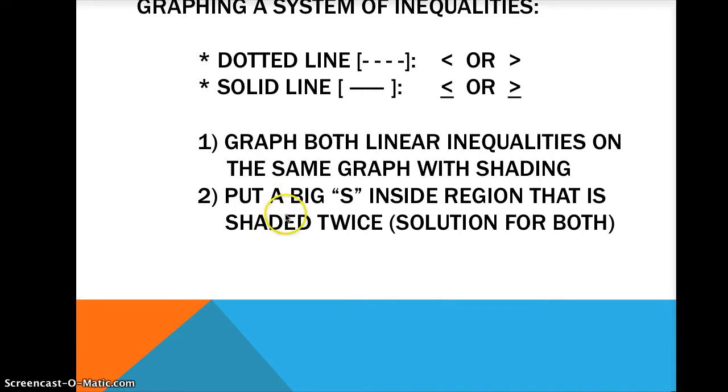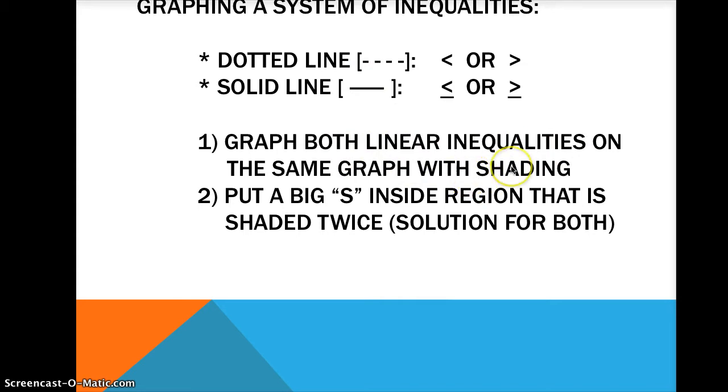All right, graphing a system of inequalities. Remember, if it's a dotted line, it just has a greater than, less than. If it's a solid line, then you have to have the equal sign included. When you graph a system of inequalities, which means two or more, you're going to graph both linear inequalities on the same graph like you did before with regular equations.